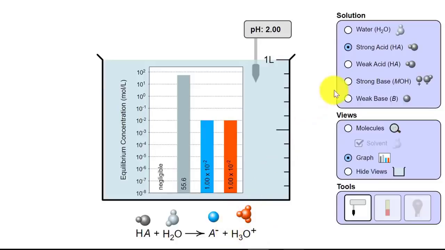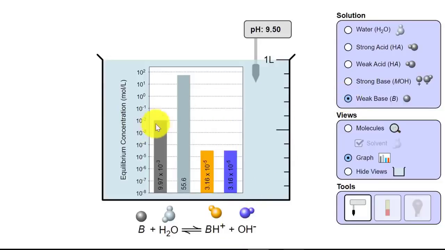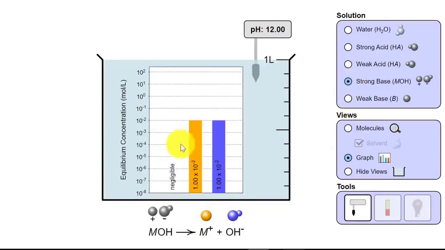Now let's look at the base. Notice how with the weak base there's still a bunch of weak base left, and some of them are being dissolved into OH-. But look what happened when I have a strong base. All the base has completely dissociated in the form of OH- as well. It's completely dissociated in water to make that OH-.